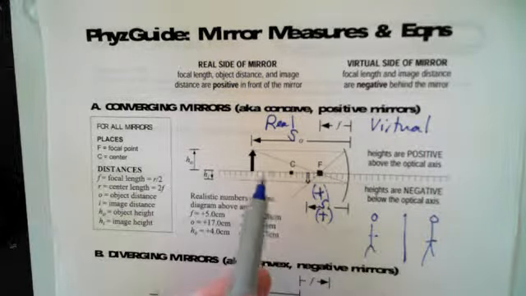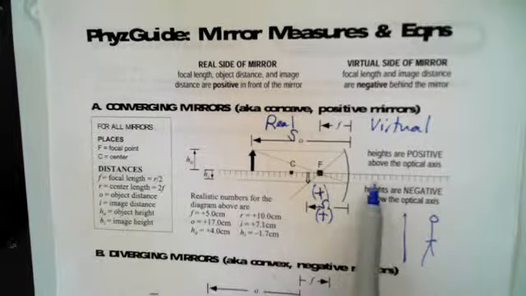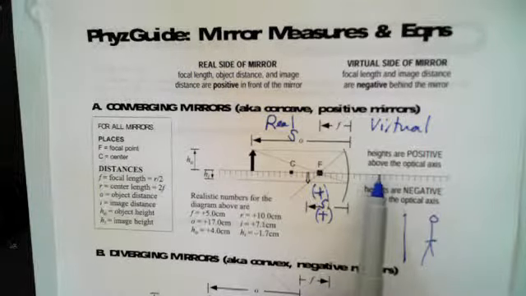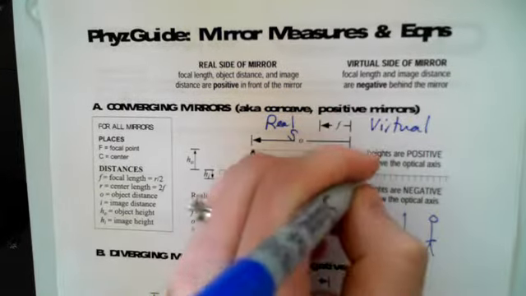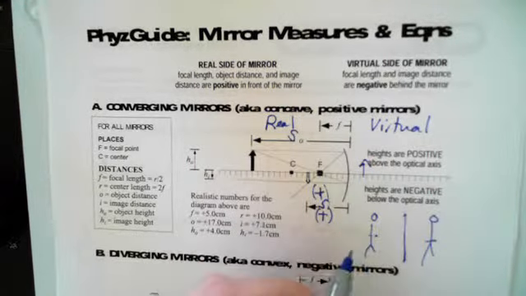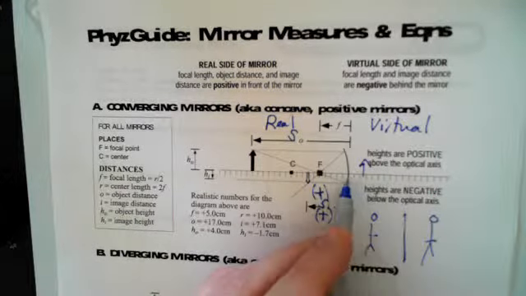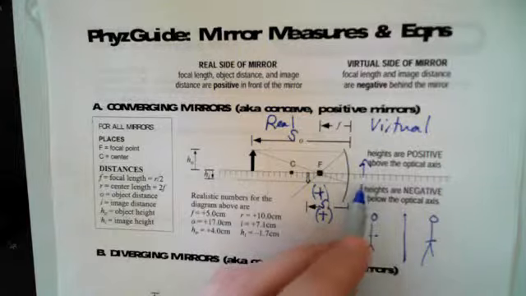If your image is located on the virtual side, then it's going to have a negative value. The image distance will be negative. So let's pretend my image was here. Then it would have, say, negative 2 centimeters. It would have a negative value.